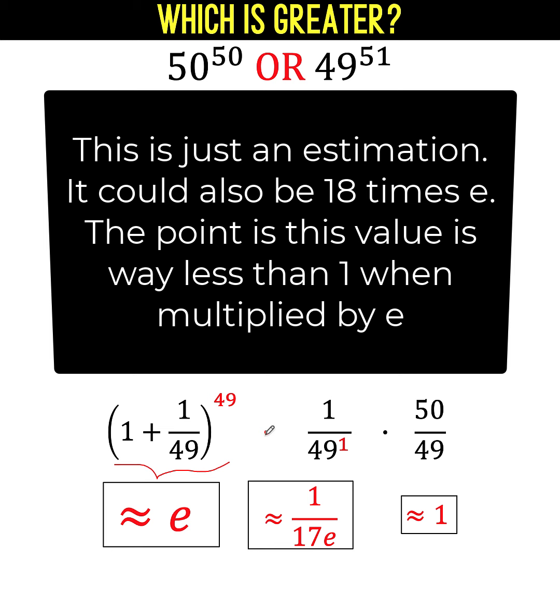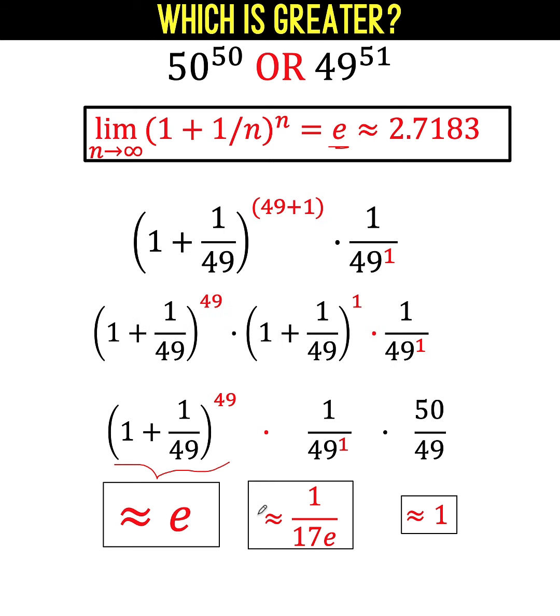So the operation here is multiplication. So if you multiply this e and this 1 over 17 times e, the result is 1 over 17, which is way less than 1. And the number here is just close to 1. So if you multiply a small number less than 1 times 1, the result is less than 1. And therefore, our conclusion is the value of this expression is less than 1.